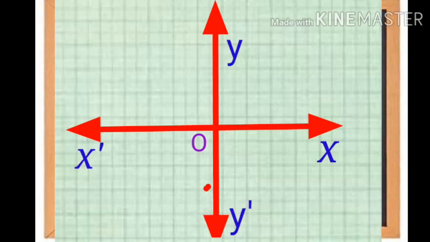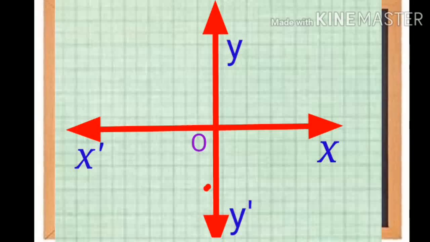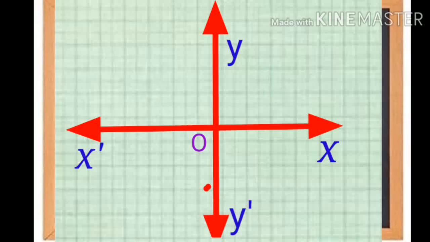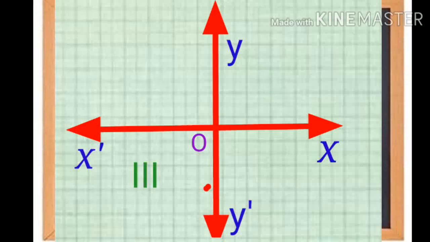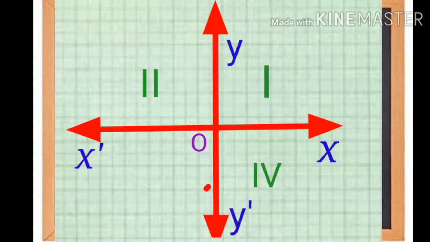Now look at this graph. Here there are four parts. Each part is called a quadrant: first quadrant, second quadrant, third quadrant and fourth quadrant.